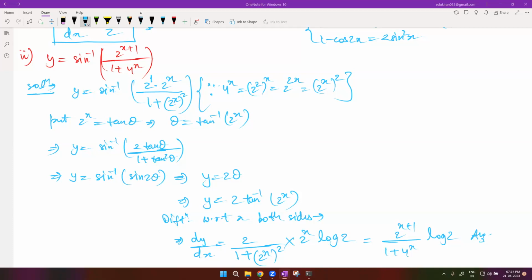How did you get 2 raised to x plus 1? This is 2 to the power 1 and this is 2 to the power x. They both are in multiplication, so this becomes 2 to the power x plus 1 when we multiply them. If we multiply 2 to the power 2 and 2 to the power 3, then it will be 2 to the power 5.